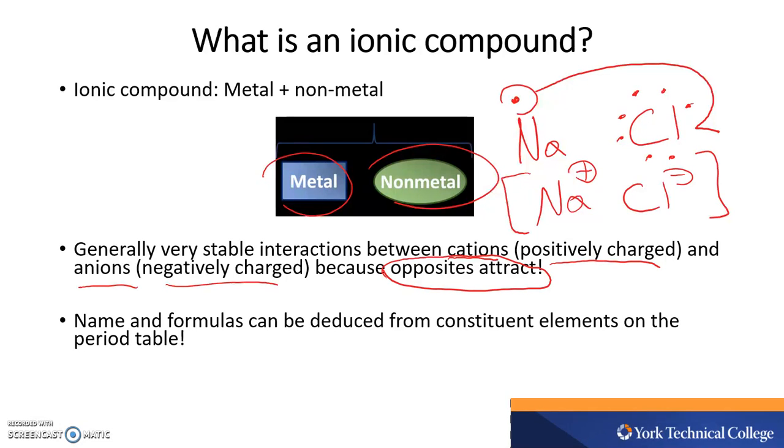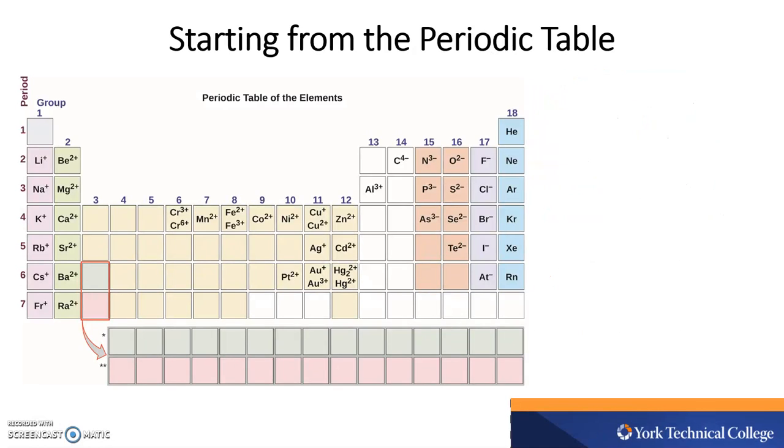the names and the formulas can be deduced from the constituent elements on the periodic table, right? Sodium, and then chlorine becomes chloride. We're going to get into this in the next few slides. But first, I want to explain how the periodic table can help you. At first, looking at the periodic table, you can see a lot of different symbols and numbers, and it can be confusing how to use it. But in fact, the periodic table is designed to help chemists and chemistry students and make their job easier by the way that it is arranged.